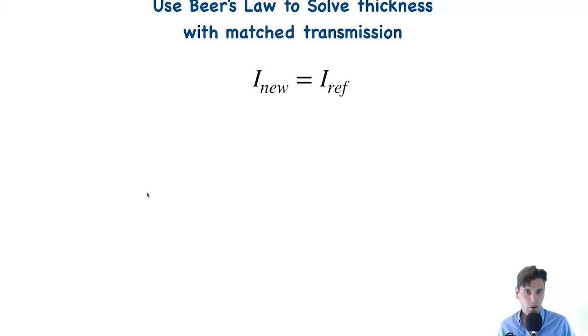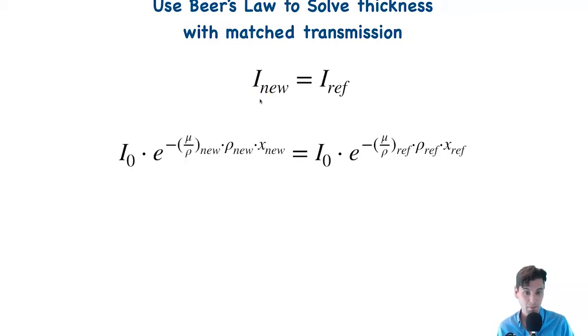Like we said, the X-ray flux that's coming in is the same, so the X-ray flux on the outside will be the same. So the new flux and the reference flux will be the same. And like we said in Beer's law from our last lecture, we're going to have I naught, that incident flux, and then this is going to be a number that's less than 1. So it's the reduction in flux, and this is the reduction in flux of the new material, and this is the reduction in flux of the reference material.